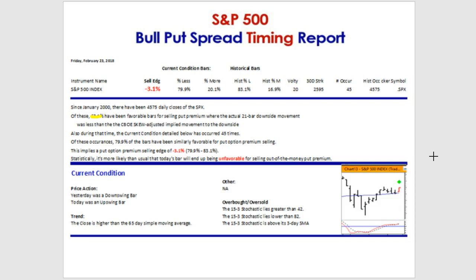Our current market conditions occurred 45 times. Of those, 79.9% of the bars were favorable for put premium selling. Again, that's less than the benchmark by about 3%. So we technically have a selling edge that's a bit unfavorable.